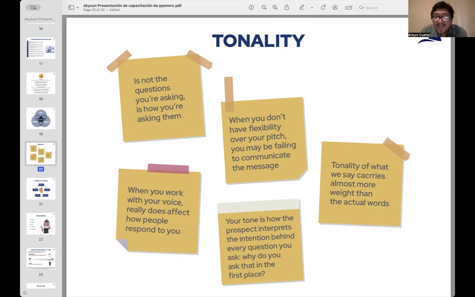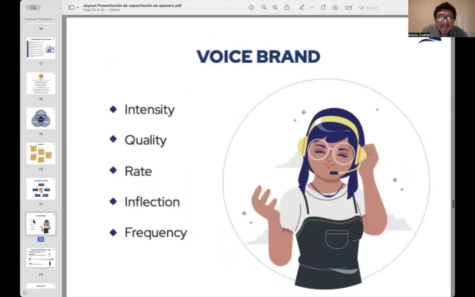I'm going to play a video that explains how to manage your voice. When it comes to your voice, there are intensity, quality, rate, inflection, frequency. Now, how do you make good use of these elements so that you can take advantage of using these voice elements? Please pay attention to the video, take notes, because this is going to be very relevant on the phones.